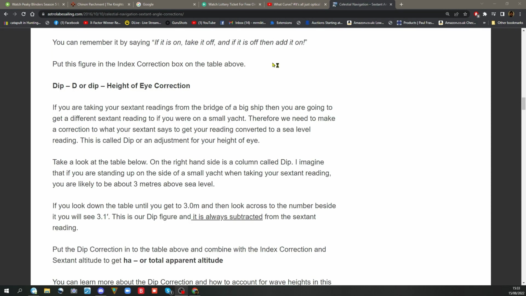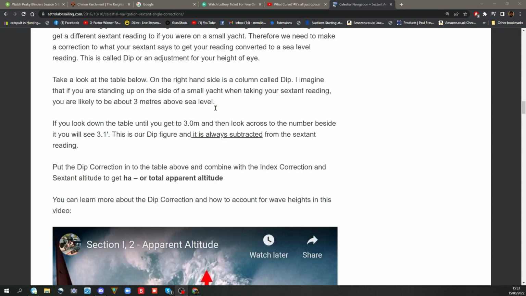Dip, or eye-to-eye correction. If you're taking your sextant readings from the bridge of a big ship, then you are going to get a different sextant reading to if you were on a small yacht. Therefore, we need to make a correction to what your sextant says to get your reading converted to a sea level reading. This is called dip, or an adjustment for your height of eye. And then it says take a look at the table below. On the right hand side is a column called dip. So let's go and have a look.